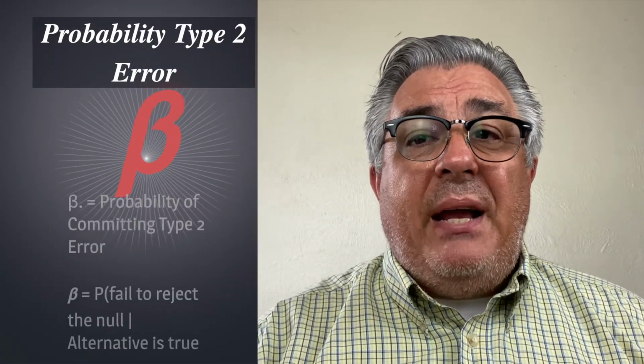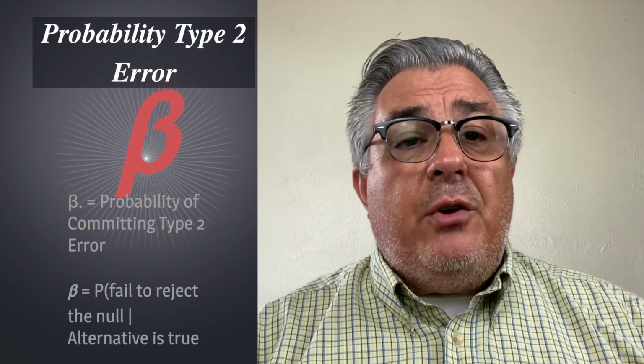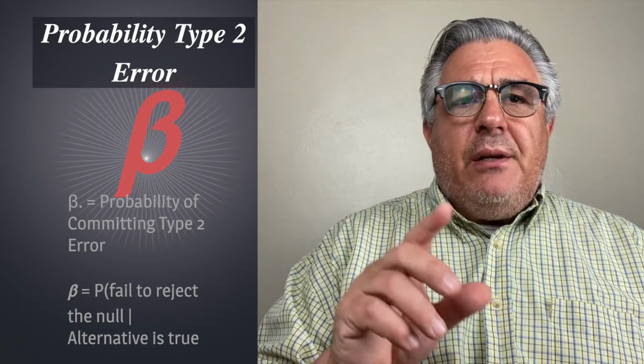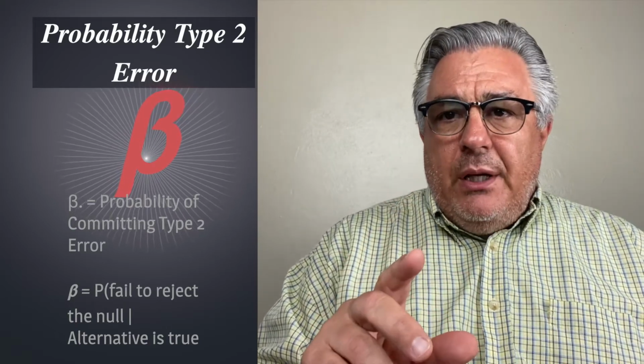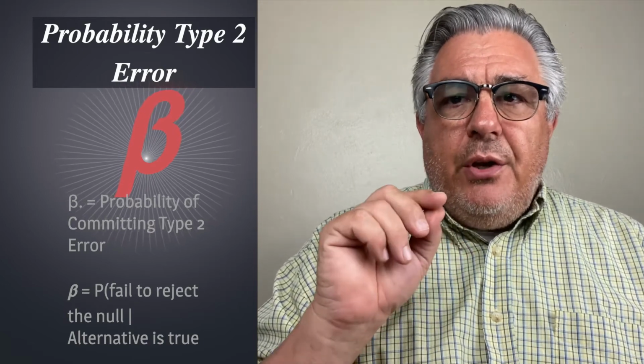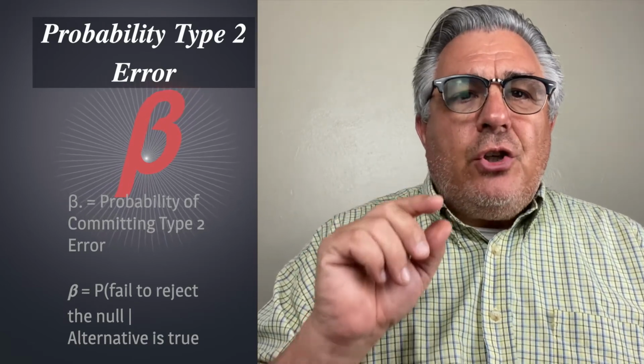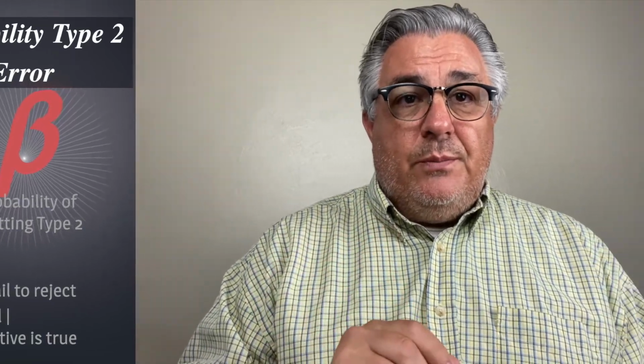In like manner, let's denote the probability of committing a type 2 error by the Greek letter beta. So beta is the probability of committing the type 2 error, and another way of looking at this is that beta is the probability of failing to reject the null hypothesis given that the alternative is true.